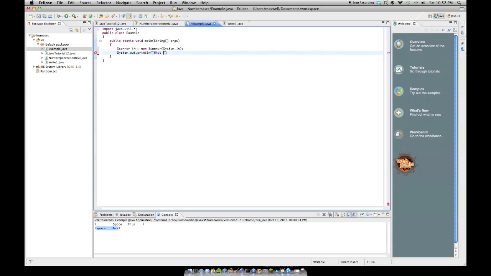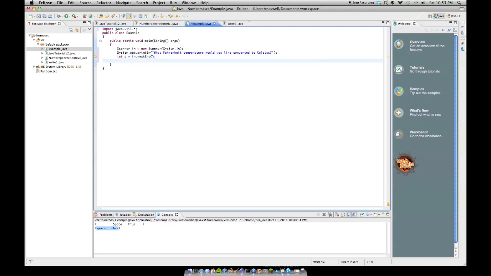What Fahrenheit, hope I spelled that right. Yes, I did. Okay, what Fahrenheit temperature would you like converted to Celsius? And then we're going to have an integer, say d, equals in.nextInt. And so when they enter, say 47 or whatever, 47 is now assigned to d. So d now holds, imagine a little box called d, the value 47 or whatever they input.